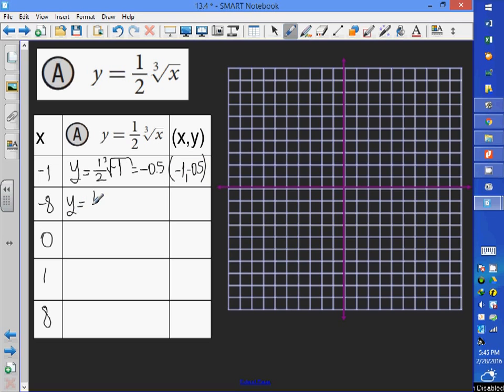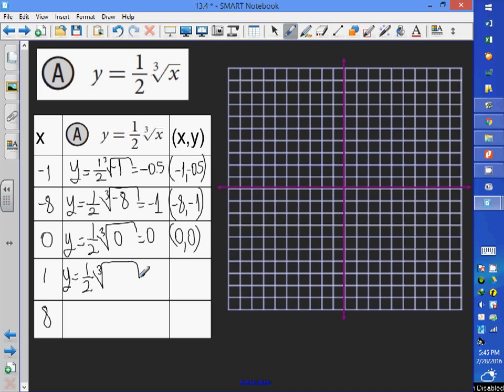If it's negative 8, 1 over 2 multiplied by the cube root of negative 8. The cube root of negative 8 is negative 2, times positive 1 over 2, which will be equal to negative 1. Negative 8 goes to negative 1. So for 0, 1 over 2 times the cube root of 0 is 0, because 0 times any number is 0. 0 goes to 0.